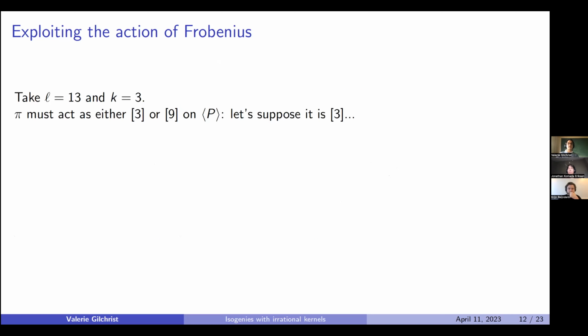So again, we're going to look at an example. Going back to the same one, L is 13 and k is 3. So we have our point of order 13, and we found it in the subfield FQ cubed. So here Frobenius is acting as an element of order 3 modulo 13, meaning it's either the multiplication by 3 map or the multiplication by 9 map. To make things easy, we'll suppose it's the multiplication by 3 map.